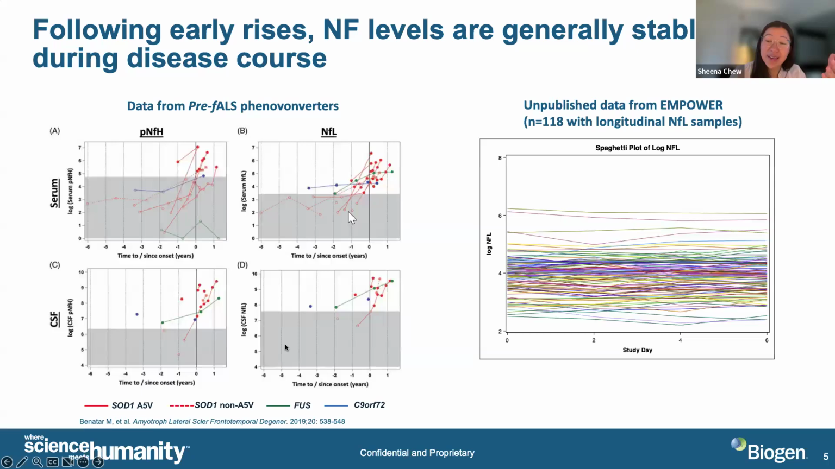We're understanding more and more the natural history of neurofilament in ALS specifically. Early on in the disease, when the disease biology begins, even before symptoms start, neurofilament levels rise. Then, as the disease manifests, the neurofilament levels stabilize over time. On the left is data from Michael Benatar's PREV-FALS study, where ALS gene carriers have rises in neurofilament right before they develop clinically manifest disease. On the right is some unpublished data from the EMPOWER study of dexpramipexole in ALS. We have 118 people with neurofilament levels over the course of a year, and you can see in the spaghetti plot that their neurofilament levels really are stable. Overall, it tells us that neurofilament levels rise early and then stabilize.